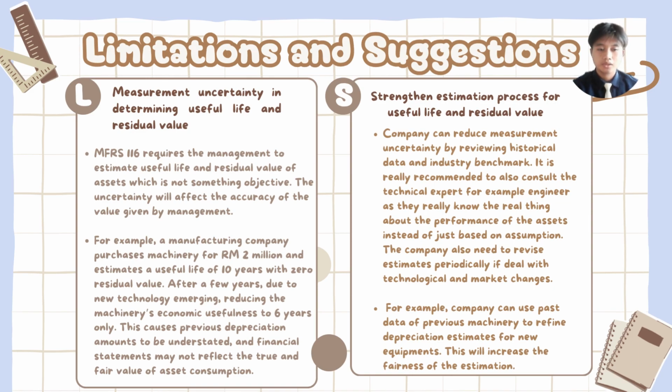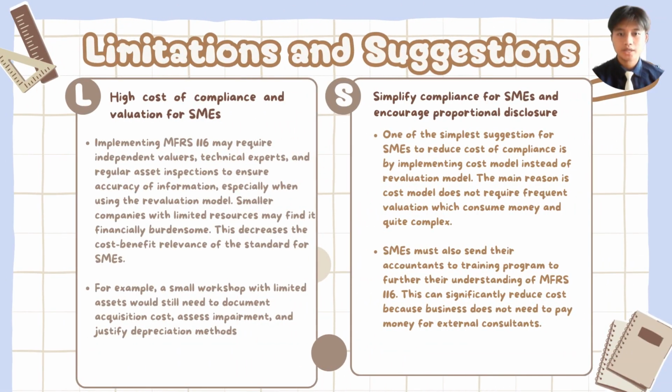For example, company can use past data of previous machine to refine depreciation estimates for new equipment. This will increase the fairness of estimation. The next limitation is high cost of compliance for valuation of SMEs. Implementing MFRS 116 may require independent valuers, technical experts, and regular assets inspection to ensure the accuracy of information. Smaller companies with limited resources may find it financially burdensome.